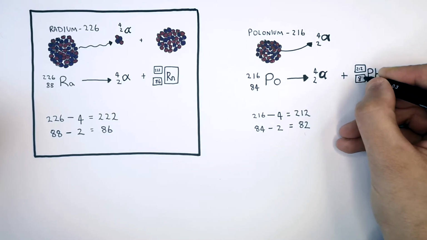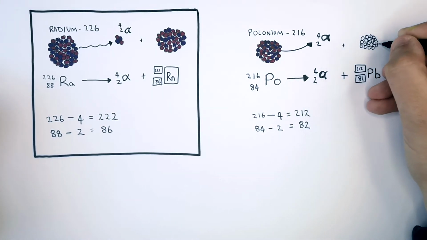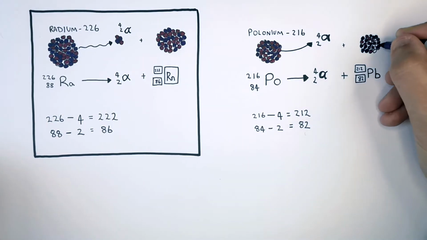That gives you a new atomic number of 82, which is a more stable nucleus than polonium-216.